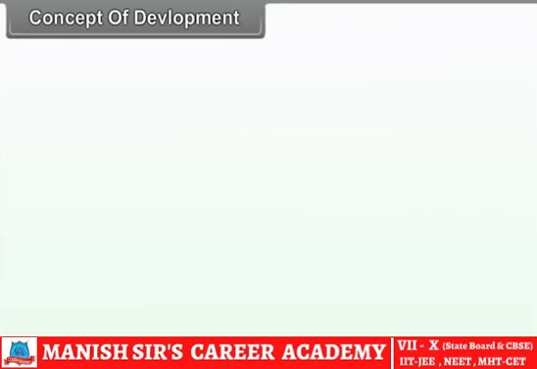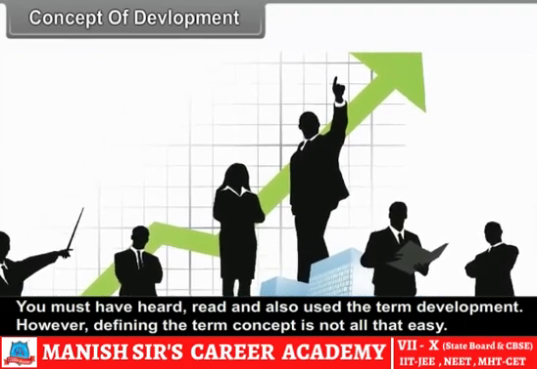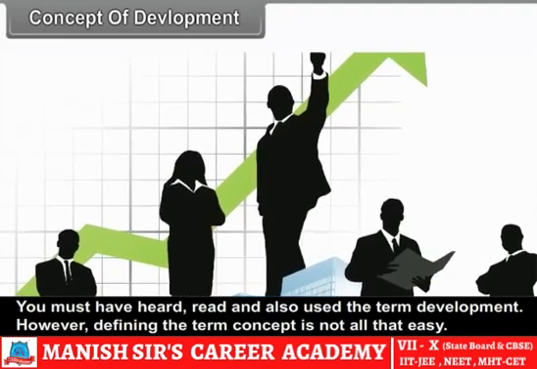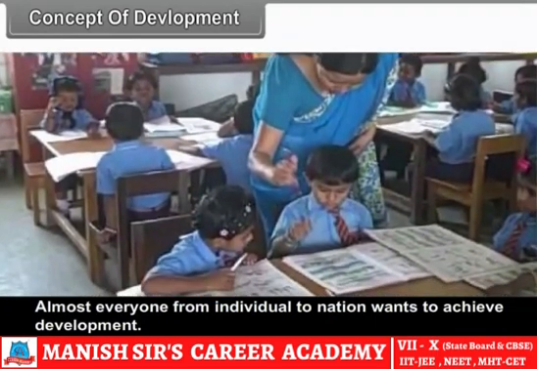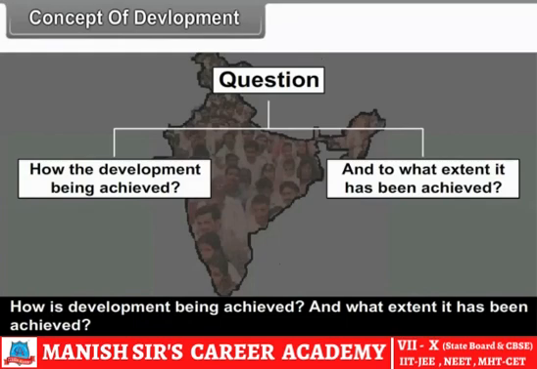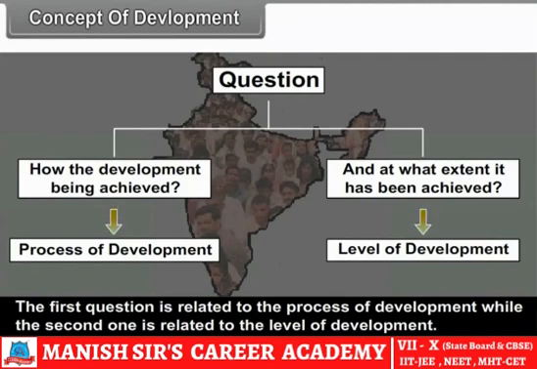8.1, Concept of Development. You must have heard, read and also used the term development. However, defining the term is not all that easy. Almost everyone from individuals to nations wants to achieve development. When we think of development, we ask two questions: how is development being achieved, and to what extent has it been achieved? The first question is related to the process of development, while the second one is related to the level of development.